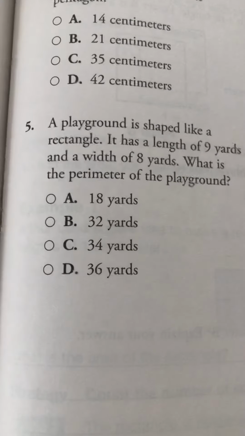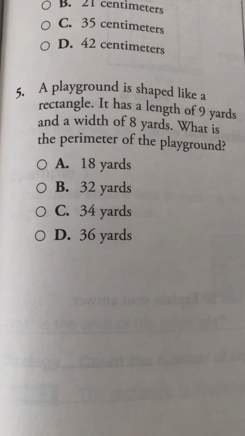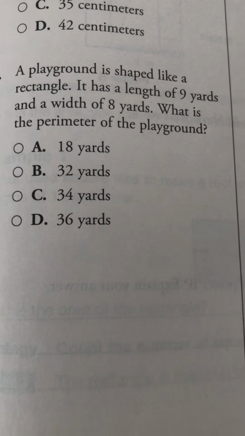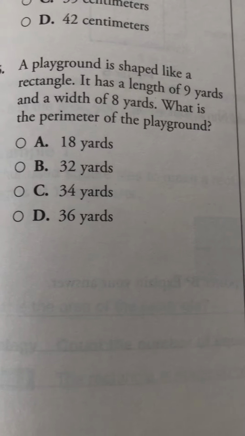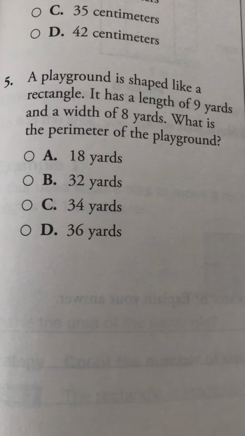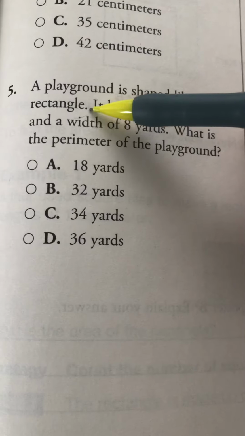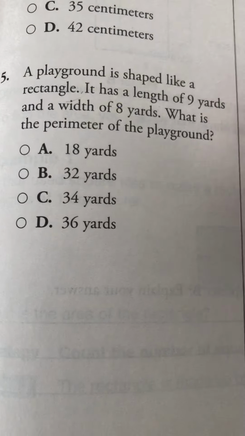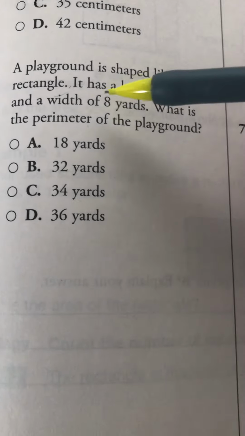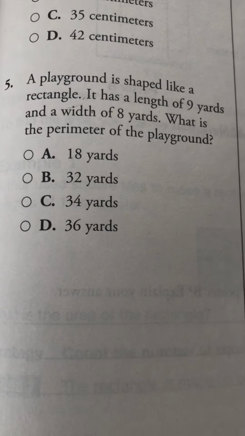All right, one more, sweet children. Persevere with me. Let's look at this one. This one's a little bit different because I noticed right away it does not provide me a model. It does not give me a picture to work from. So I'm going to read this carefully to get the information that I need. It says a playground is shaped like a rectangle. So now I know what it looks like. It has a length of 9 yards and a width of 8 yards. What is the perimeter of the playground?